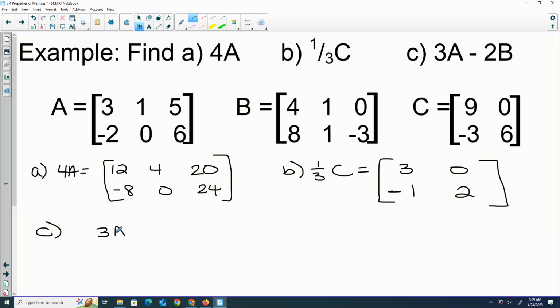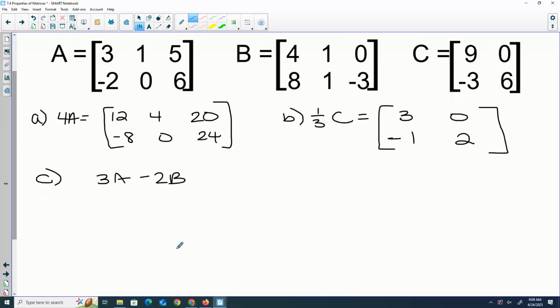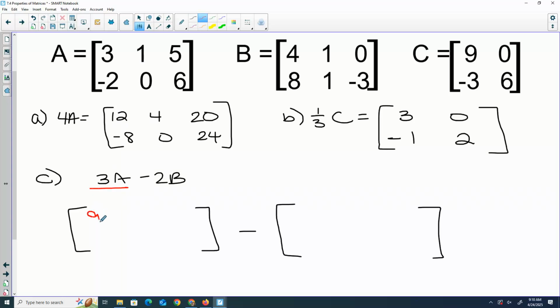We want 3A minus 2B. So you can certainly show work if you need to. If you are more confident, you might be able to do that without showing work, but for our purposes to explain what I'm doing, I'm going to write it out. 3A, so if I take everything in A times 3, I get 9, 3, 15, -6, 0, 18.